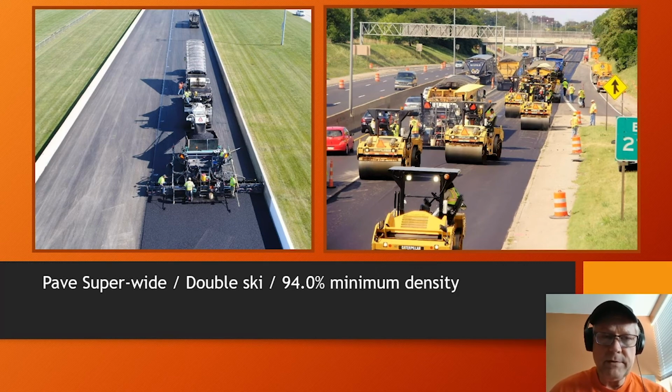Different ways of doing it: pave super wide, pave in echelon, which is side-by-side paving, and do look at increasing your density spec by 1%. Generally speaking, across the board, you can't go wrong. Work with industry to make sure that they're aware of it. And from a smoothness standpoint, whenever possible, use double skis. That'll give you the smoothest ride possible.